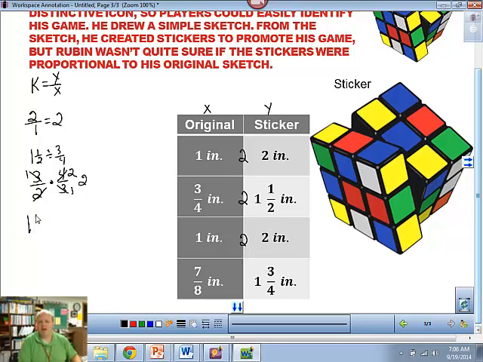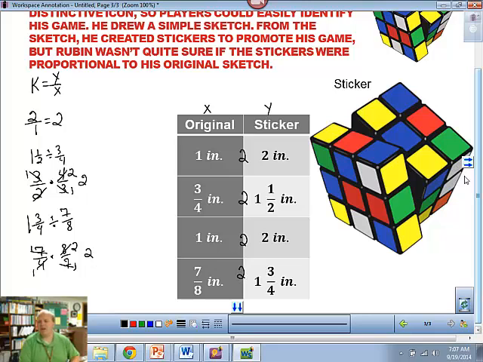I have 1 3/4 divided by 7/8. Okay, 4 times 1 is 4 plus 3 is 7. 7 over 4 times 8 over 7. I went ahead and flipped the second fraction. Cross reduce here. That's 1. I cross reduce here and here. That's 2. And I multiply across, I'm left with 2.